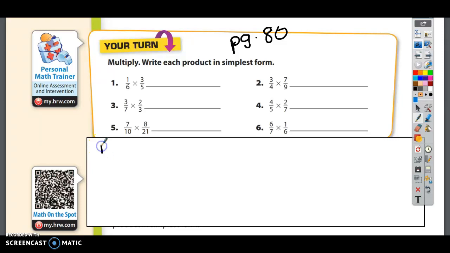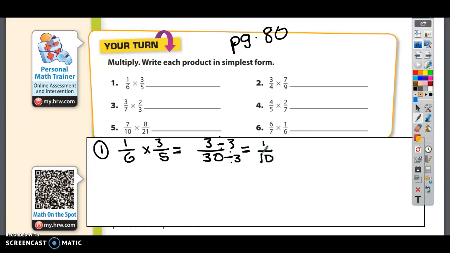All right, so number 1. Number 1 is 1/6 times 3/5. Multiply my numerators, I get 1 times 3, that's 3. And 6 times 5, that's 30. Do 3 and 30 share a factor? They do. They're each divisible by 3. 3 divided by 3 is 1, and 30 divided by 3 is 10.